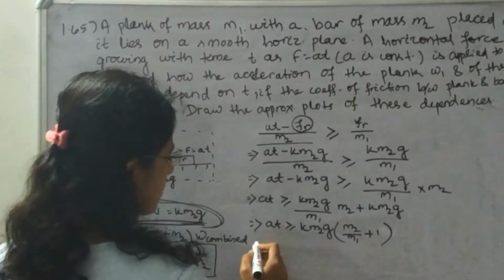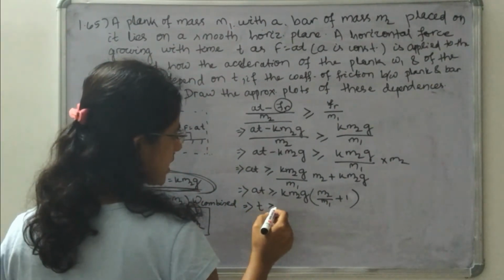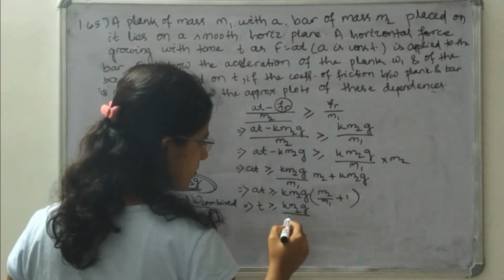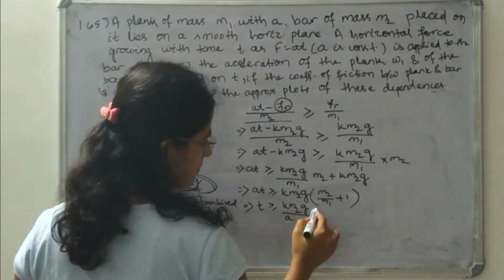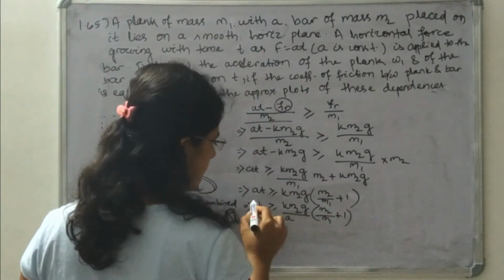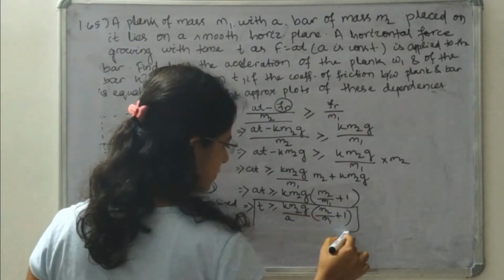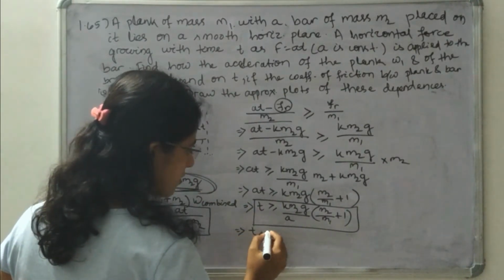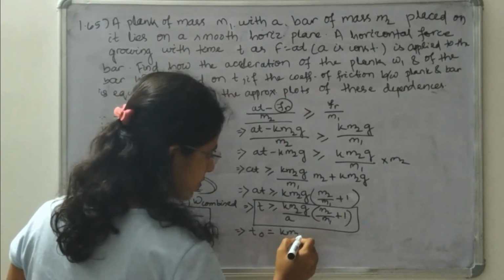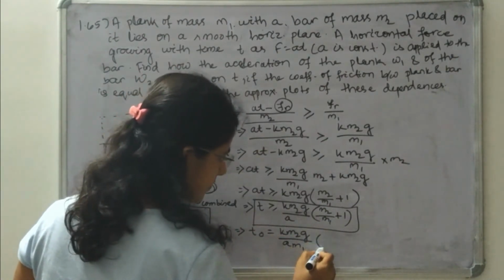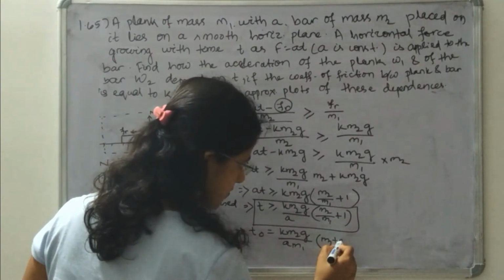Clear? So T is greater than or equal to how much? K into m2 into g divided by A, into m2 divided by m1 plus 1. That means if we take T naught equal to K into m2 into g divided by A into m1, m2 plus m1.